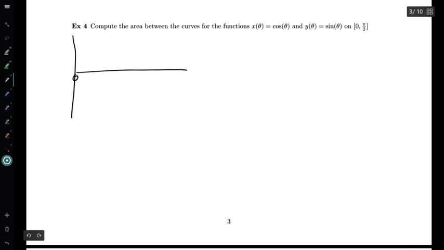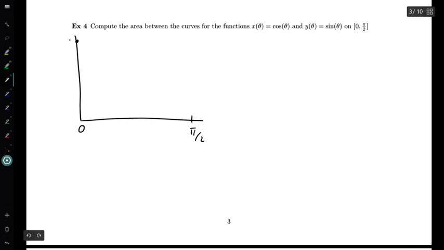So here's 0, let's put pi over 2 here on the far right. We know that cosine of theta, cosine of 0 is 1, and we know that cosine of pi over 2 is 0. So actually, let's give ourselves a better graph here. This is all going to be in the first quadrant. So 0, we've got pi over 2. We know that cosine of 0 is 1, and it's going to decrease all the way down to pi over 2. Oh, and we should make this a color.